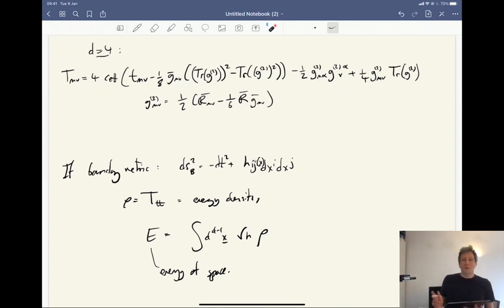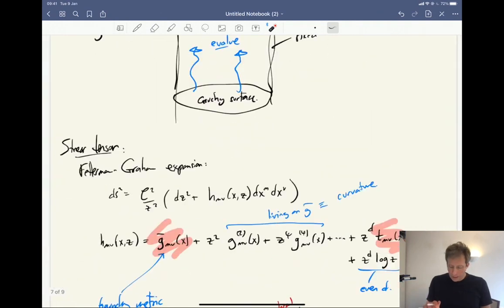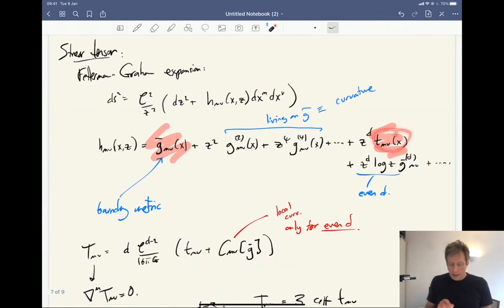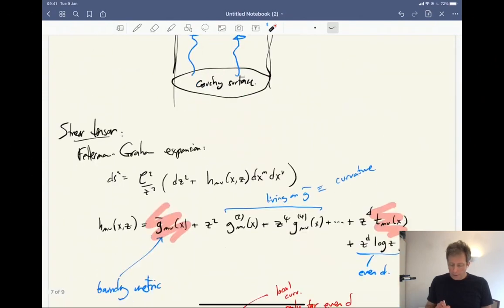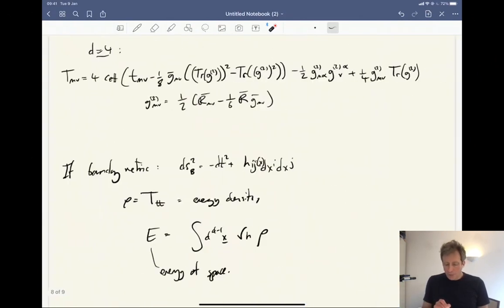Hi. So well done for staying with me. If you recall, I filled in the detail from the last part, looking at the boundary stress tensor for 4 dimensions, which is constructed from this data T mu nu in this Fefferman-Graham expansion here, and also the boundary metric and the second term in this Fefferman-Graham expansion, g2, in the following way.